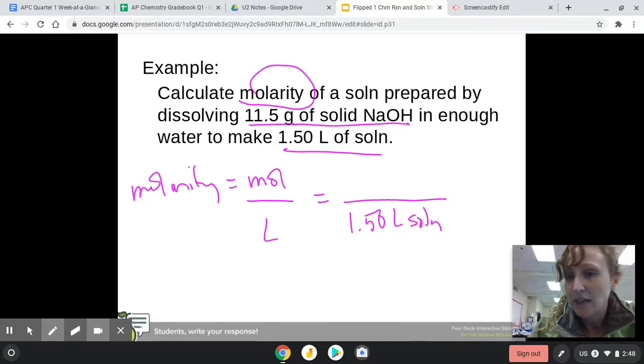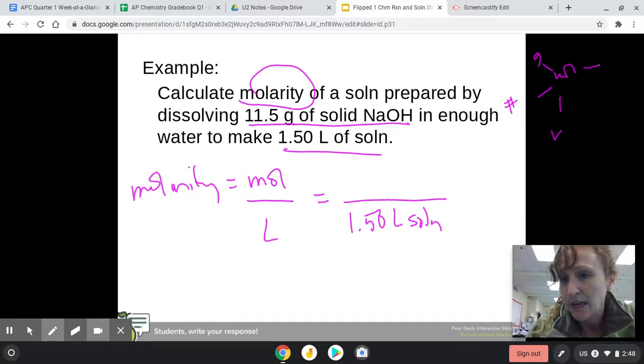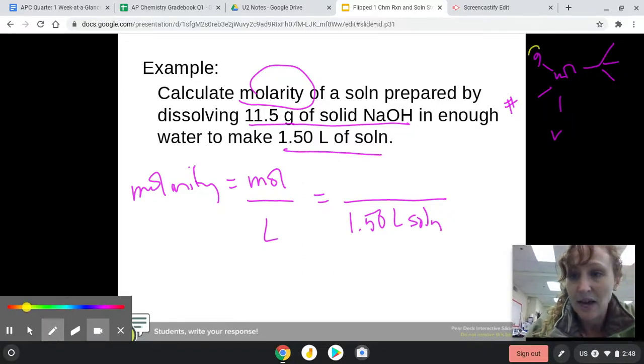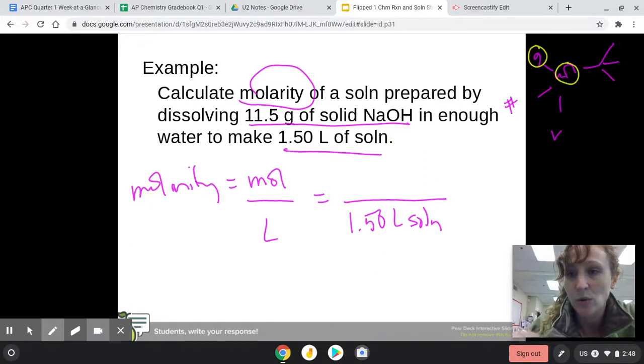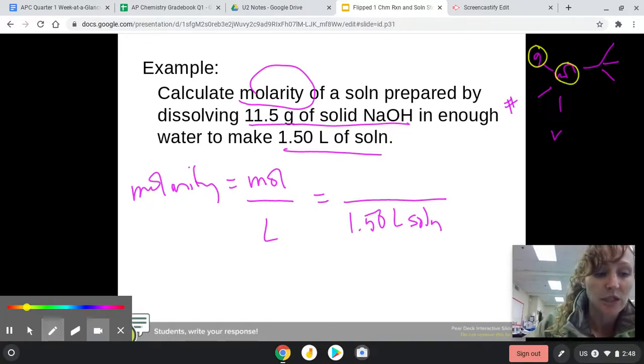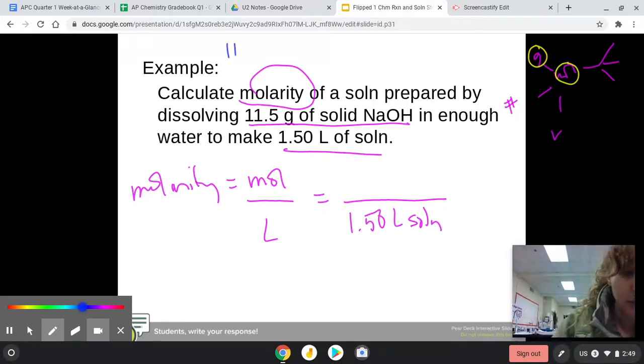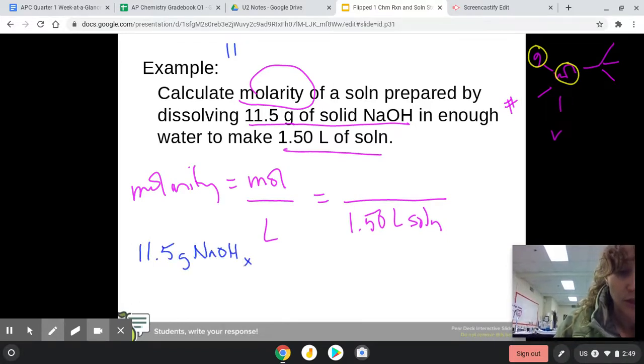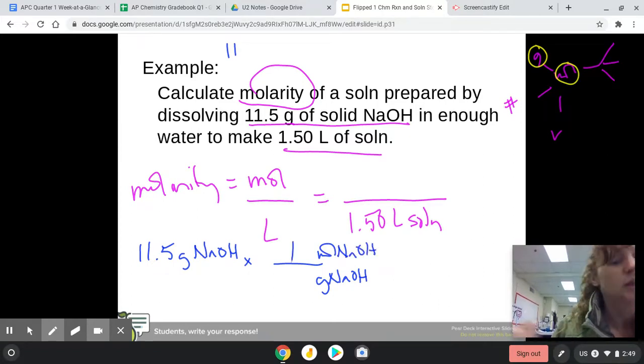If you're looking at the mole hole: grams, moles, particles, number of particles, volume, and then you have the same thing on the other side. We are in mass of NaOH. We want to get to moles of NaOH. So it's a really simple calculation using molar mass. Let's do that. We want to take 11.5 grams NaOH, and I'm going to convert from grams of NaOH to moles of NaOH. So in 1 mole, it's the molar mass.